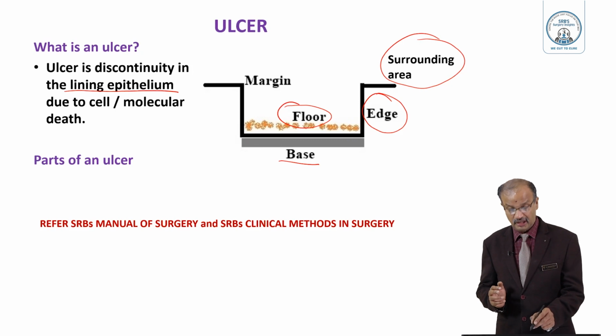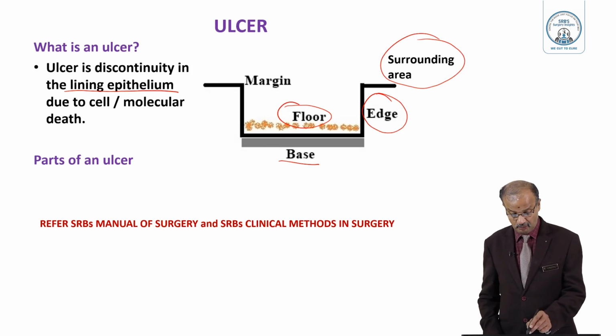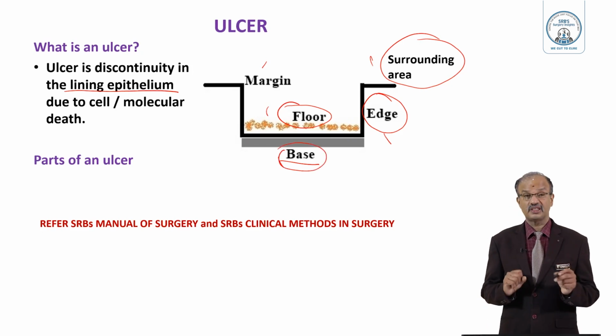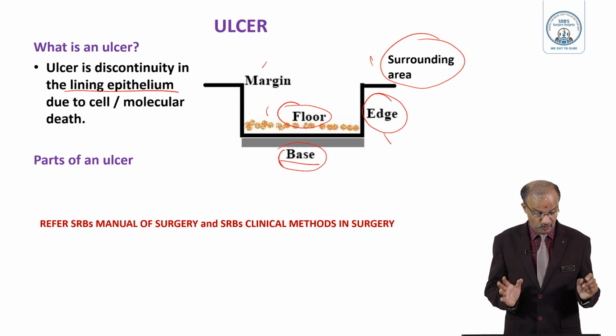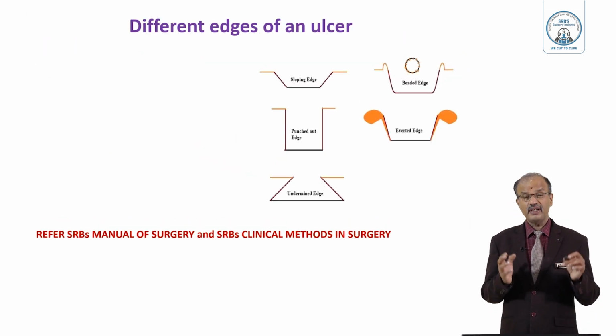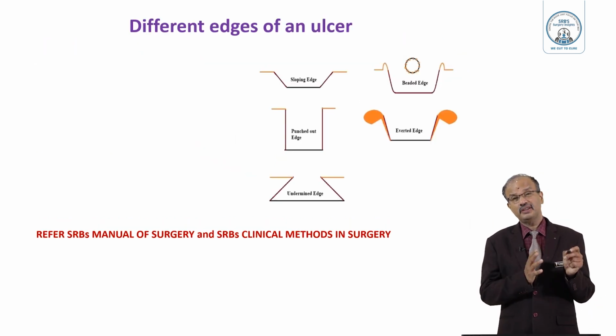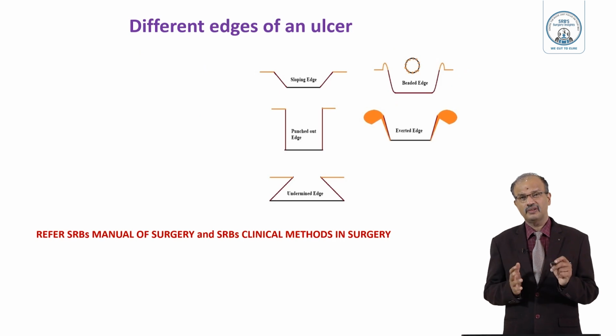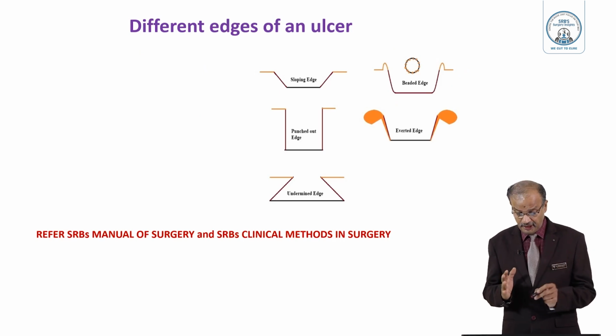So these are the different parts of ulcer: margin, floor, base, edge, surrounding area. Base is not seen, other things are seen. Base is only palpable. So this is the point which you have to remember. So this diagram is very, very important. So different edges, I told margin: regular, irregular, well-defined, ill-defined. Edge is different. It comes like this.